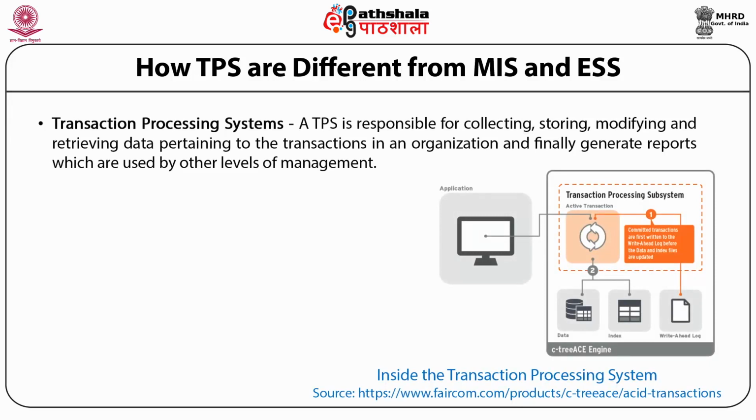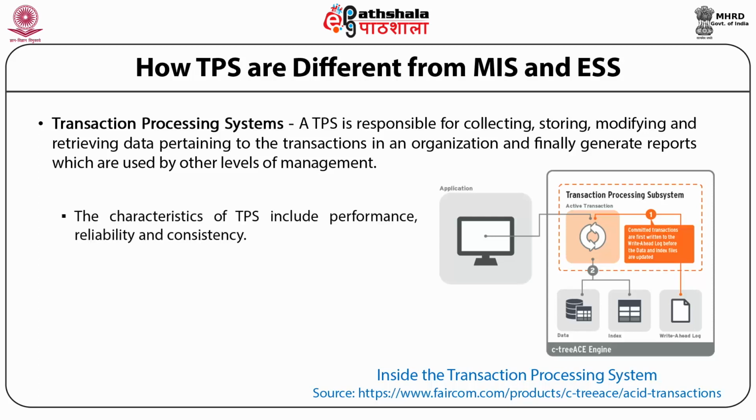Transaction processing system. A TPS is responsible for collecting, storing, modifying, and retrieving data pertaining to the transactions in an organization, and finally generating reports which are used by other levels of management. The characteristics of TPS include performance, reliability, and consistency. Transaction processing systems are usually used at the operational level by employees who are at the bottom level of an organizational hierarchy.